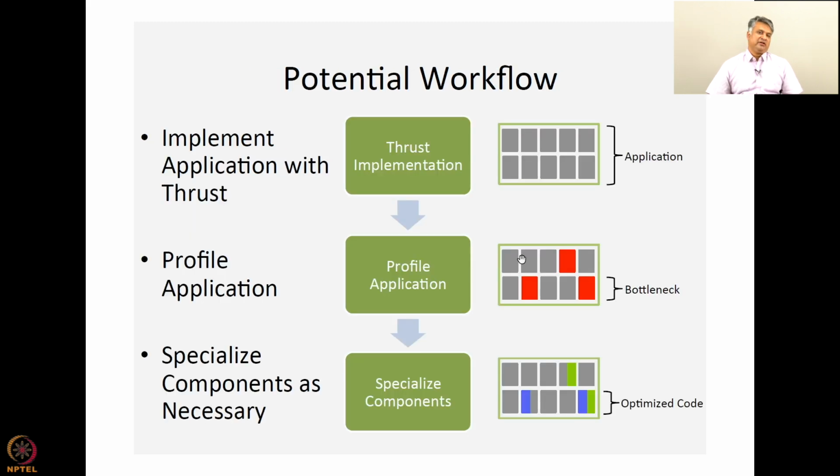So typically, the potential workflow of using something like Thrust is to implement the application with Thrust. Then you profile the application and identify bottlenecks. You then modify the code to specialize the components as necessary with optimized code, reducing the bottleneck. And then you rerun the whole workflow again to get more improvements.